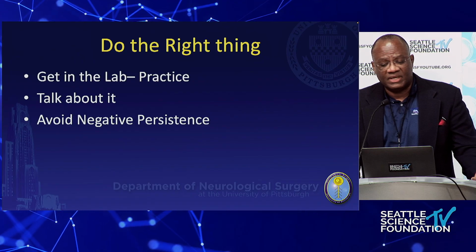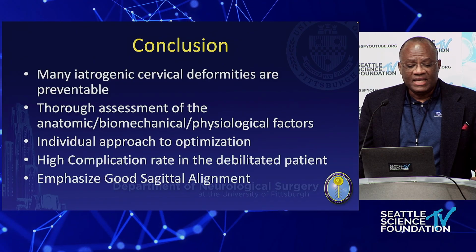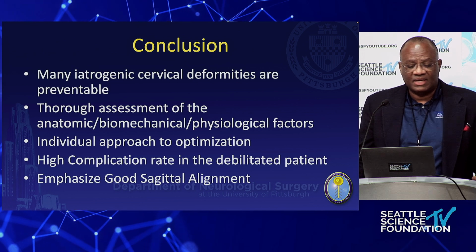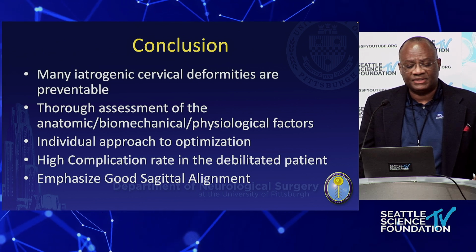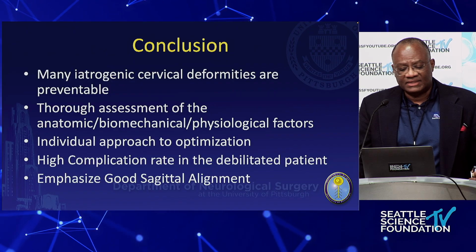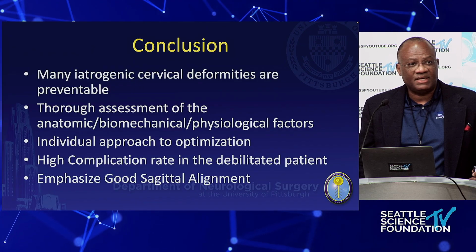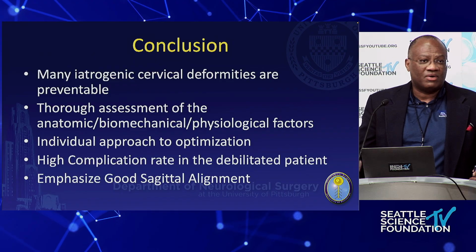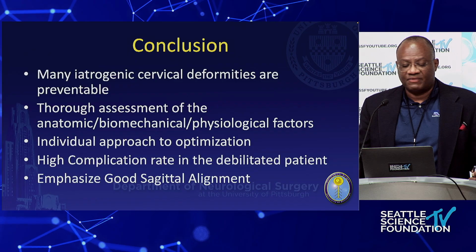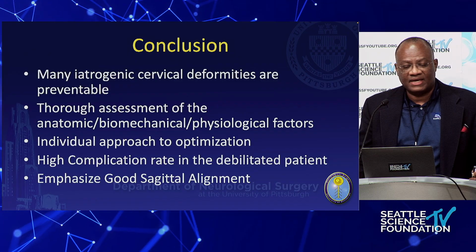Basically, I always say, let's avoid negative persistence. So many iatrogenic cervical deformities are preventable. So you have to do a thorough assessment, anatomical, biomechanical, physiological factors, and have an individualized approach to optimizing patients. There's a high complication rate in a debilitated patient. You have to emphasize good sagittal alignment. Tomorrow, Dr. Chapman is going to give a most wonderful talk on the cervical thoracic junction and realignment. We're going to talk a little bit more about cervical alignment as it comes.